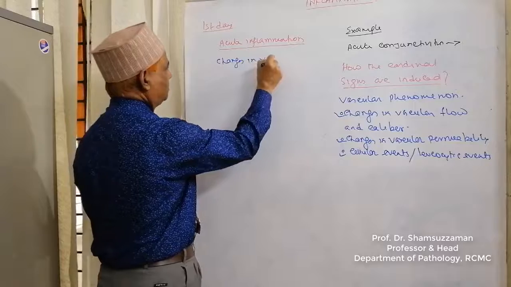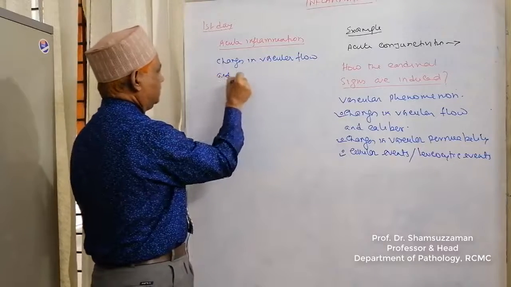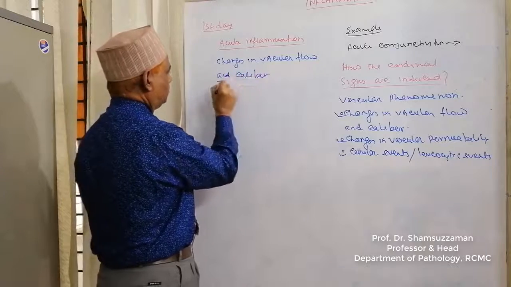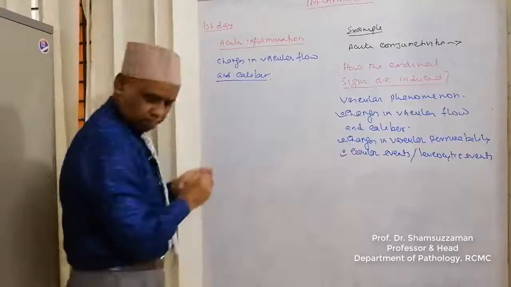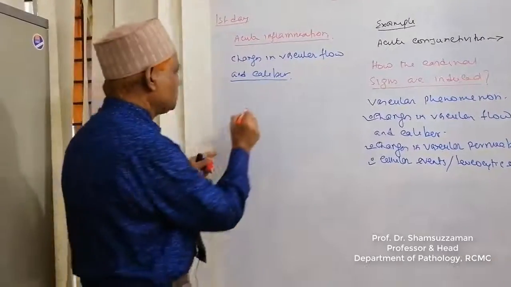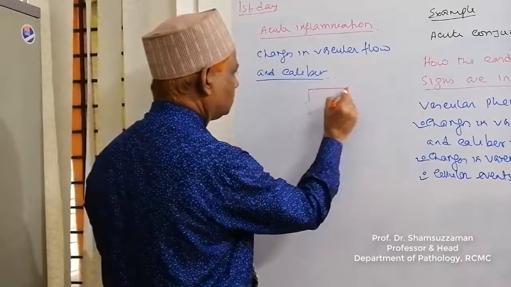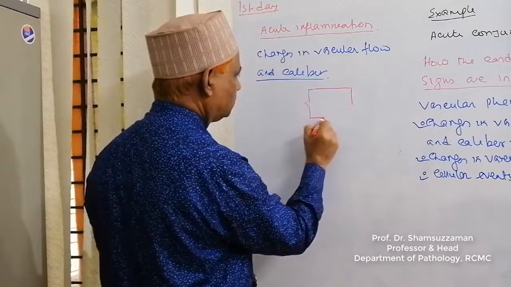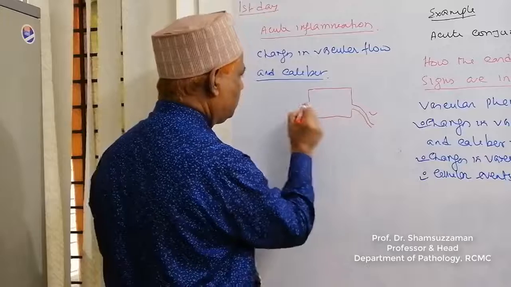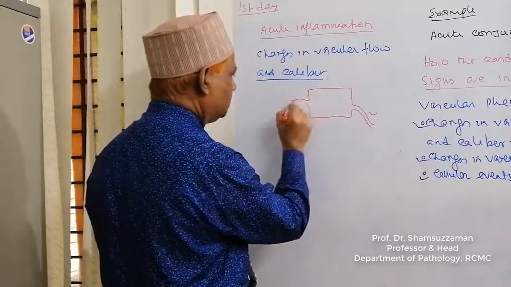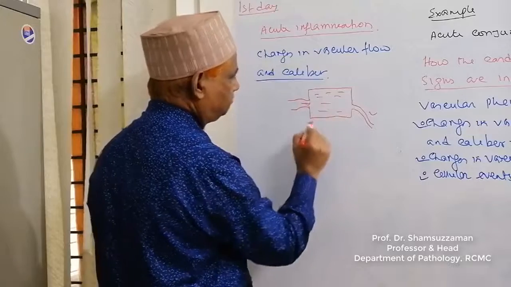Changes in vascular flow and caliber. Suppose this is a tissue, and this is the venule, and this is the arteriole. Blood flows like this, and this is the capillary bed. This is the tissue.